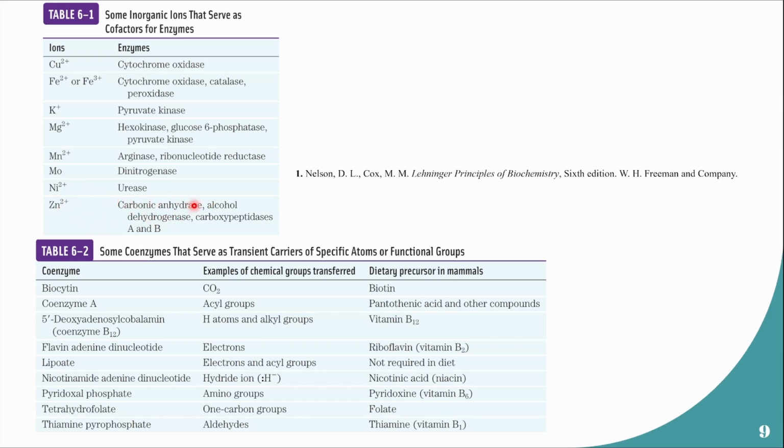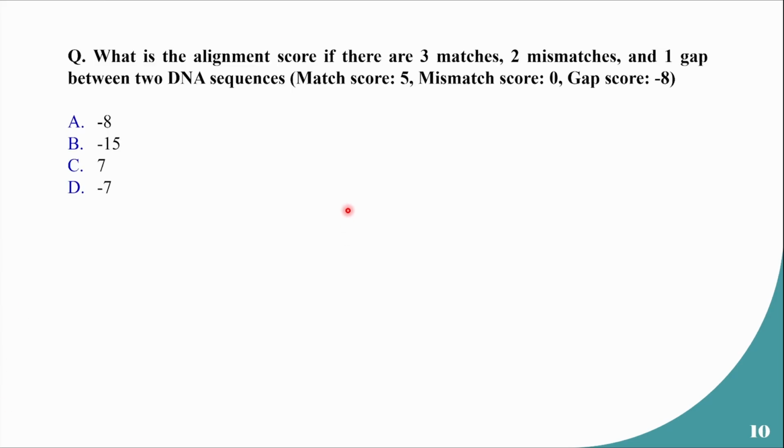Right. And some other information is also given in this table. For example, some coenzymes that serve as transient carriers. So you might want to look into it also if you are interested. Okay. So those were some of the concepts from week 2, also from earlier classes as well.